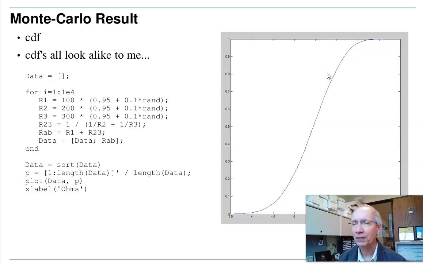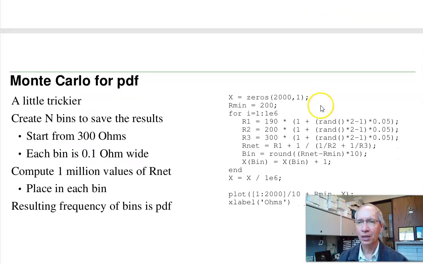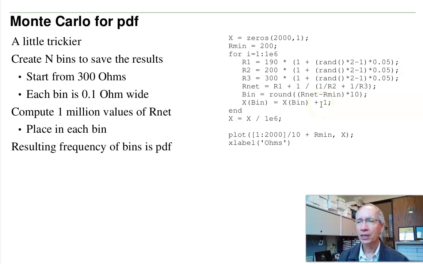Again, I'd rather have the PDF than the CDF personally. Well, in theory, I would just differentiate it. The problem is I don't know that function, so I don't really know how to take the derivative. If I do numerical differentiation, it's going to get really noisy. So what I could do is do a Monte Carlo for the PDF. That's a little bit trickier.